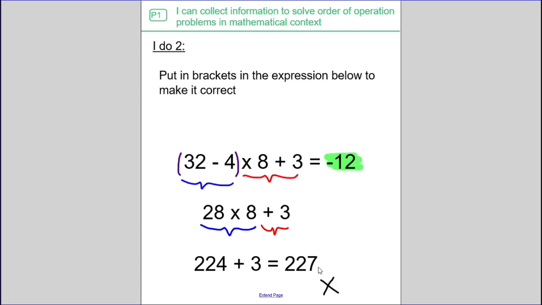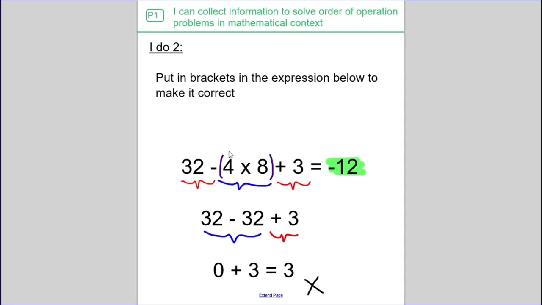Now we can see that we want negative 12. We don't want 227, so this is not where the brackets go. Let's try moving the brackets along one more space. So let's put it where it says 4 times 8 instead. 4 times 8 is 32. Bring the rest of it down. Then we've got 32 subtract 32, which is 0. Bring the rest of it down. And then if I add the 2 together, I get 3. Again, I want negative 12 and not 3. So this is not where the bracket goes.